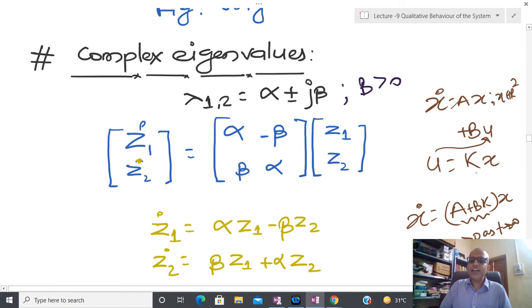Iram, could you please comment? Yes, sir, such that the eigenvalues of A plus BK are negative. Yeah, strictly negative, then only I can comment. Okay.